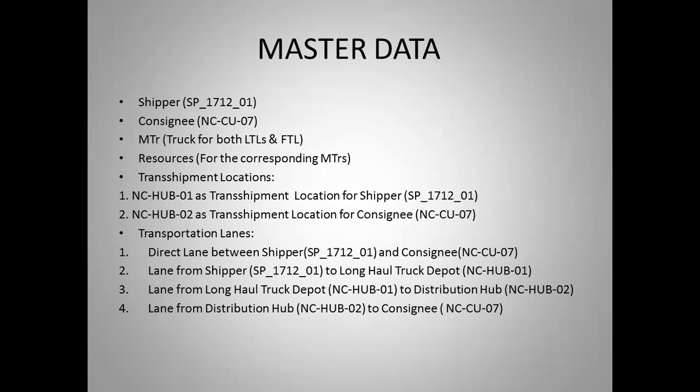In addition to that, one of the most important things is transportation lanes. So there are four different transportation lanes that we have created. First is a direct lane between the shipper and the consignee. Second is a lane from shipper to long haul truck depot, which means from the shipping point 1712 till NC Hub 01. Third lane is from long haul truck depot to distribution hub. And lastly, the lane from distribution hub to the consignee. So these are the master data which we have taken into account for creating this scenario.